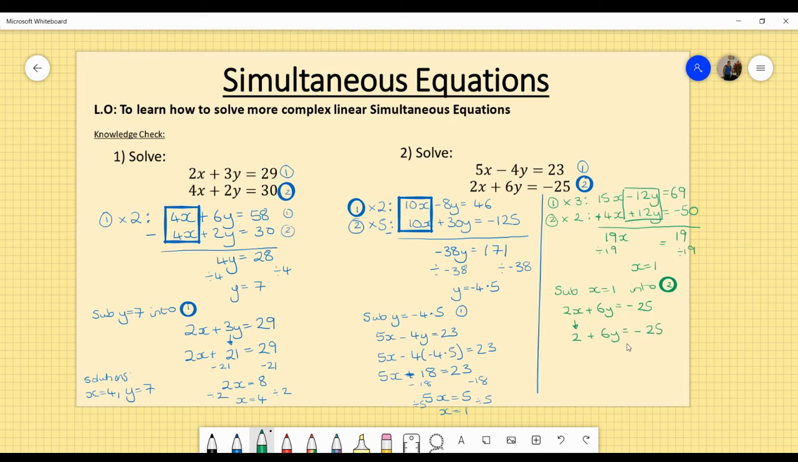And therefore, if I subtract my 2 from both sides, I will end up with 6y equals negative 27, and then divide through by 6, and I will end up with y equals negative 27 over 6, 9 over 2, or negative 4.5. So my actual solutions, by whichever method that I chose to use at that point, is x equals 1 when y equals negative 4.5. So therefore, you've got a range of questions that involve potentially both of these methods.